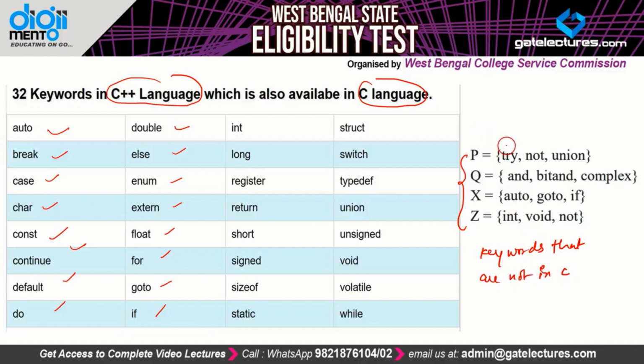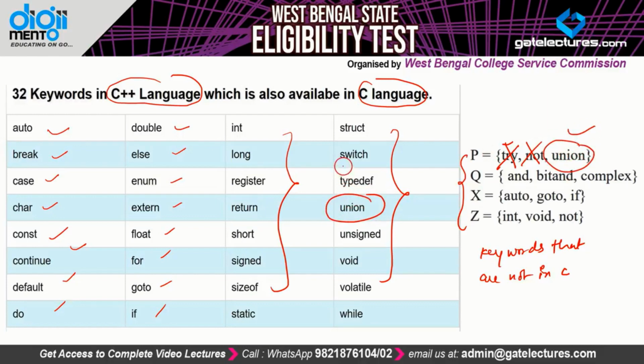Okay, so the first keyword is try. Can you see the try keyword here? You can clearly see that the try keyword is not there, so try is not present in the C language. The keyword not is also not present in the C language. If you can find any keyword here, then it is present in the C language. The keyword union is present in the C language because union is here, but try and not, these two keywords, are not present in the C language.